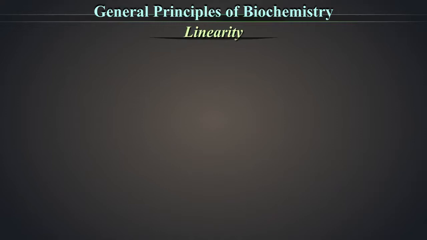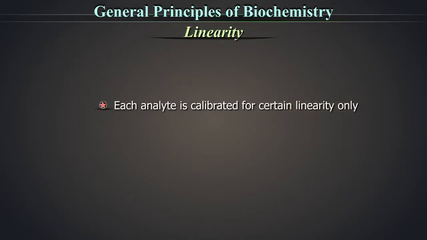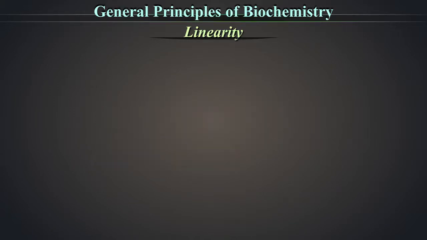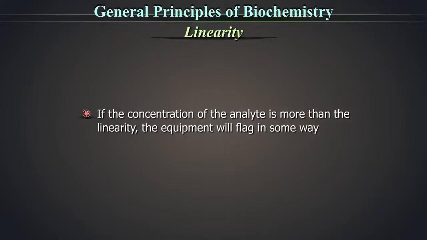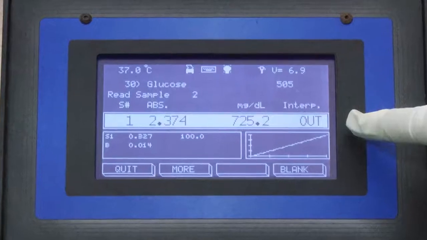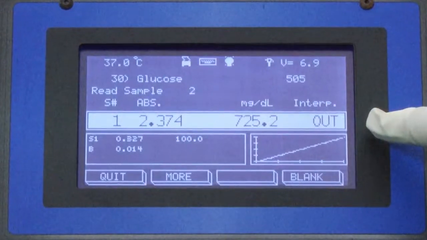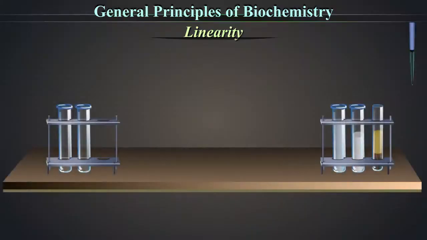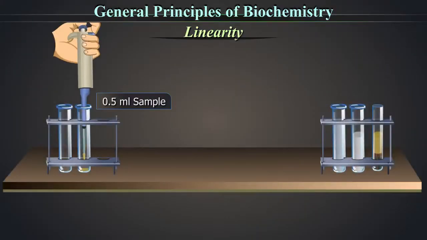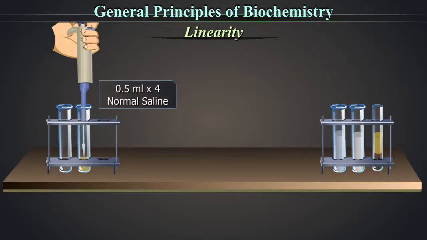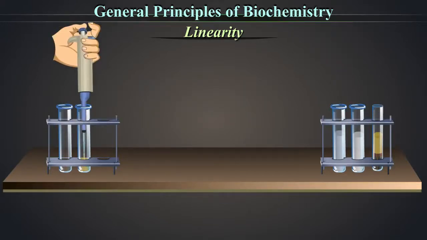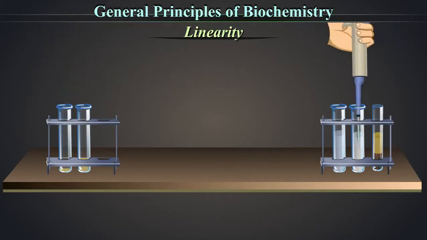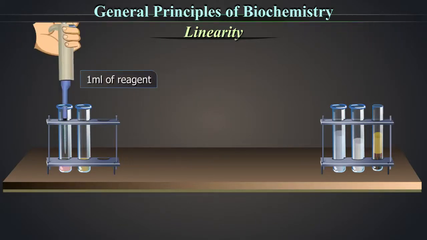Linearity. As we said earlier, the result for each analyte is valid for certain linearity only. In this case, it is 500 mg per dl. If the concentration of the analyte is more than the linearity, the equipment will flag in some way. This equipment is flagging both the absorbance as well as concentration. Dilute the sample with normal saline, 1 part sample and 4 parts normal saline. Now take 10 microliters of this diluted sample and mix with 1 ml of reagent and run.